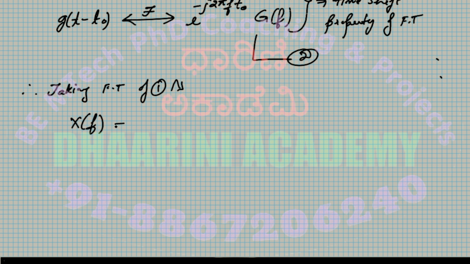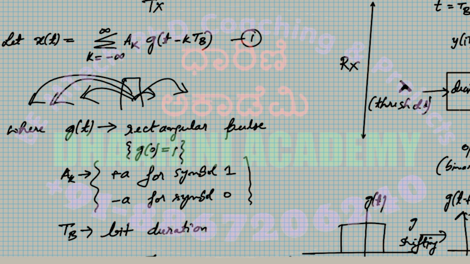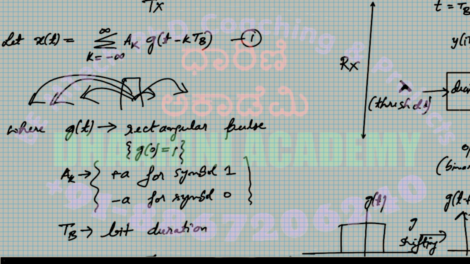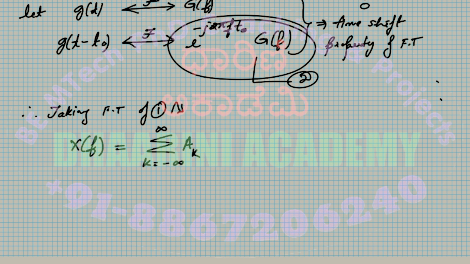X of f should be equal to, so you see there is a summation. The summation will remain as it is, k equal to minus infinity to plus infinity. You had a constant term over there. I'll show you the equation once again. You can see this is ak into g of something, so ak is a constant. In Fourier representation, if you have a linear multiplier, it remains as it is. This is what we have studied in signals and systems. So ak remains as it is. But you can see that there is a g of t minus t naught, which gets replaced by this term.